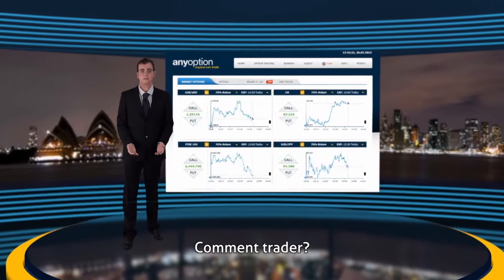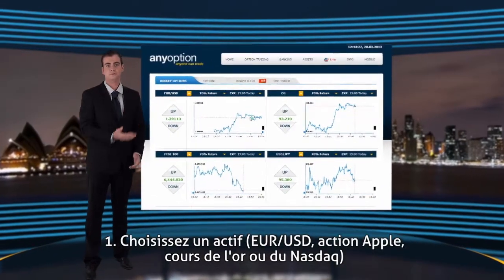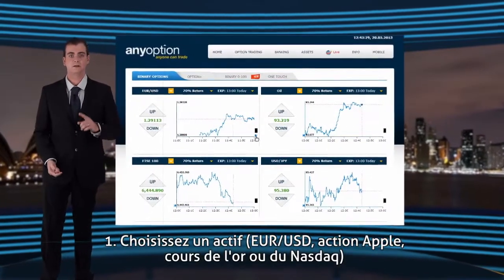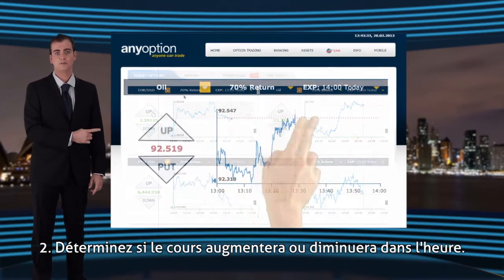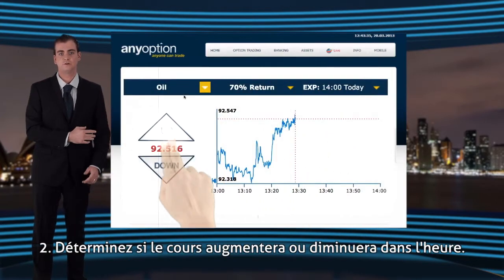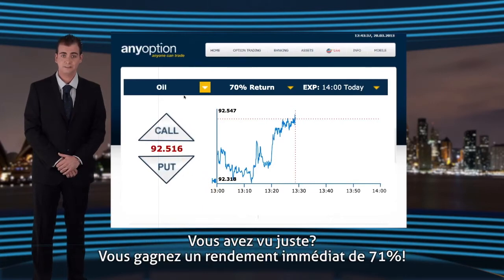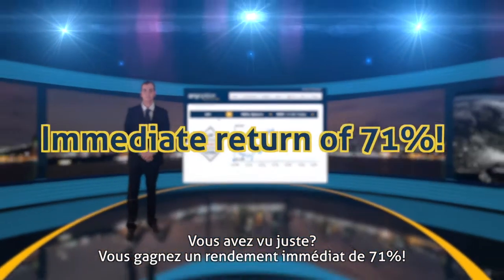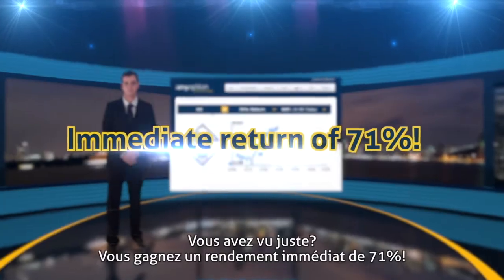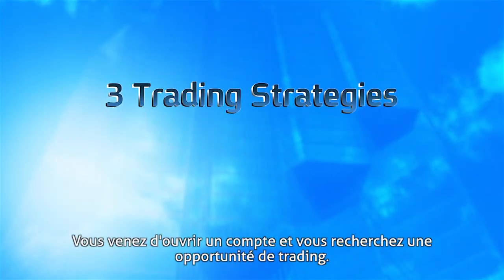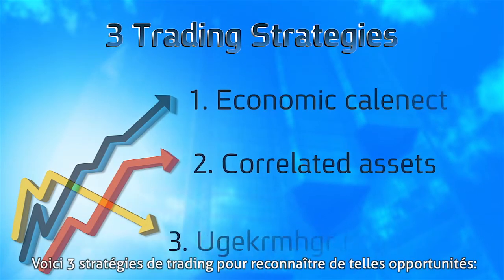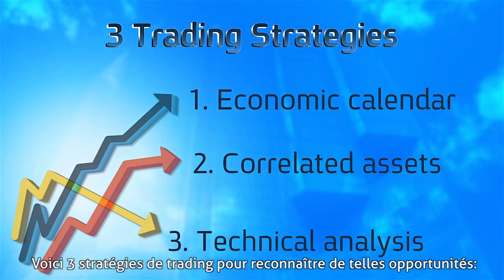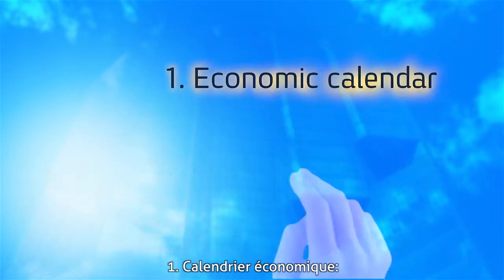How to trade? Choose an asset: Euro, USD, Apple stock, the price of gold, or the Nasdaq. Determine whether the price will rise or fall within the next hour. Got it right? You have gained an immediate return of 71%. Once you've opened an account, you should look for a trading opportunity. Here are 3 trading strategies that will help you to recognize such opportunities.